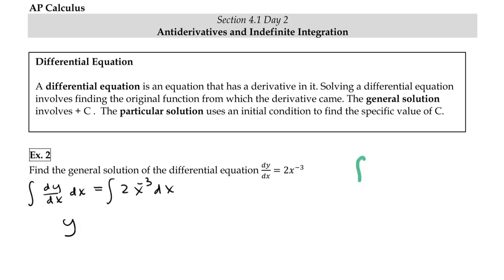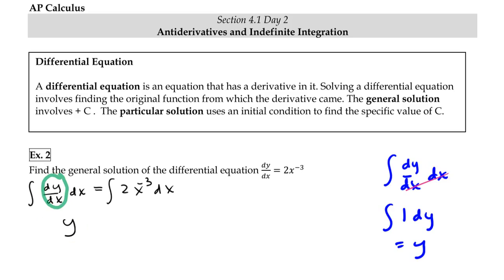Another way to look at it is this little aside. If you have dy dx and you integrate with respect to x, you can think about those kind of canceling. So now what I'm really doing is integrating 1 dy, integrating with respect to y, so the answer would just be y. That's what I got over here too. So there are 2 different ways to think about it. The first is, if this is the derivative, what did I have before it? I had the function. The other is integrating 1 with respect to y, which gives you y.